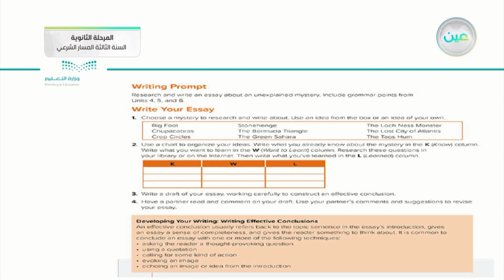Okay, let's discuss the title. Use the chart to organize your ideas. Write what you already know about the mystery in K, which means Know, as I say, column. And write what you want to learn in W, What to learn, column. Research this question in your library or on the internet, then write what you have learned in the L, Learned, column.